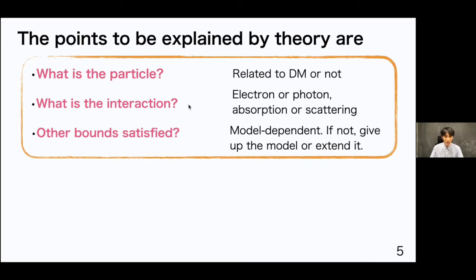And what is the interaction? Namely, how does the particle induce the electronic recoil event? Depending on the interaction, it may give an energy to an electron or photon, or it may be absorbed by an electron, or it may scatter off the electron. It is also very important to satisfy various bounds coming from, for instance, the stellar cooling argument, other direct or indirect dark matter search experiments, BBN, structure formation, and so on and so forth. This is, of course, model dependent, but if your model does not satisfy any of the bounds, you have to either give up the model or extend it to make it satisfy all the bounds.